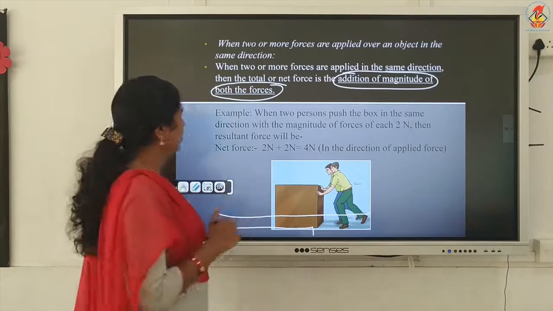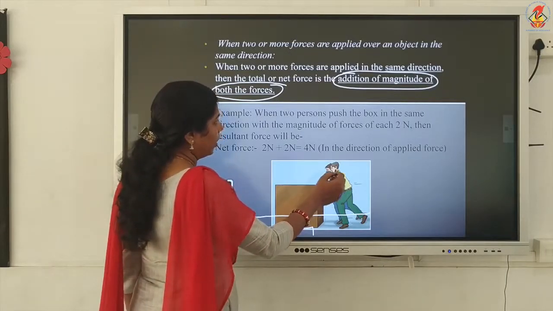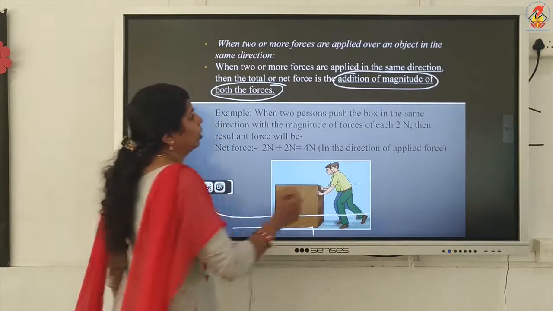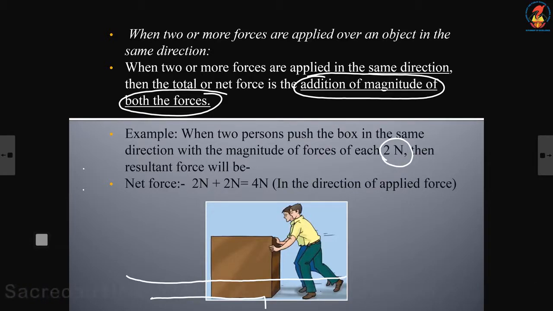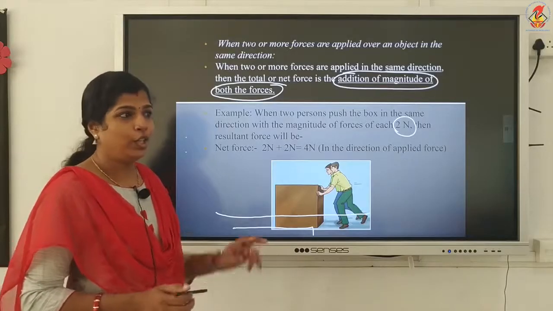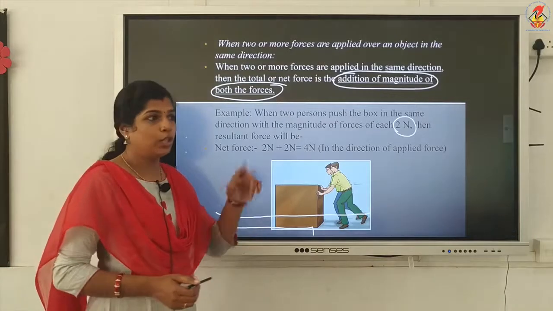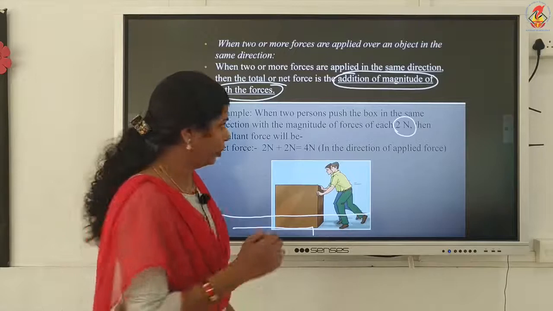Here one example is given. Two boys are there. They are pushing a box with a force of 2 Newton each in the same direction. So, how will you find the net force? You need to add them. That is 2 plus 2, equal to 4 Newton.